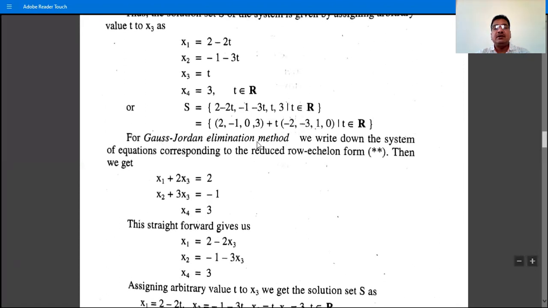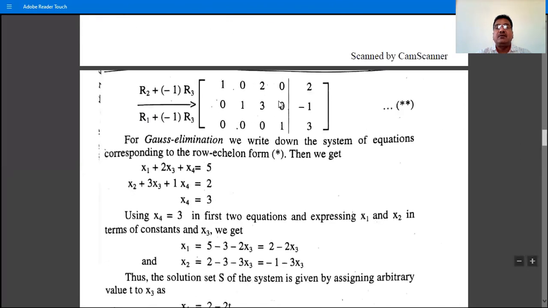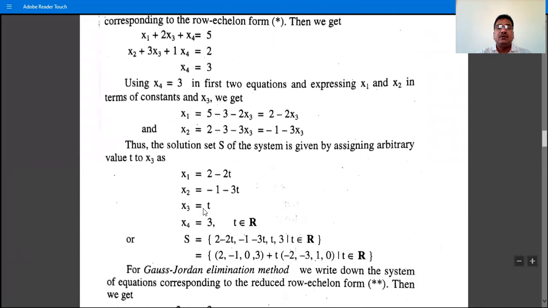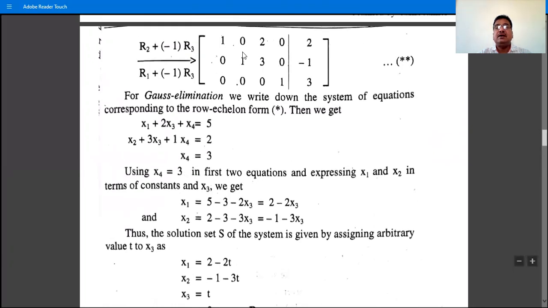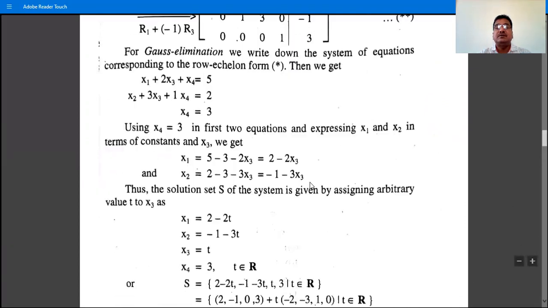And then the Gauss-Jordan elimination method, or just the Gauss-Jordan method. So use this reduced row echelon form and rewrite the equations. What do we have? x1 plus 2x3 is equal to 2 as the first equation, and the second equation is x2 plus x3 is equal to -1, and the last equation is x4 is equal to 3.